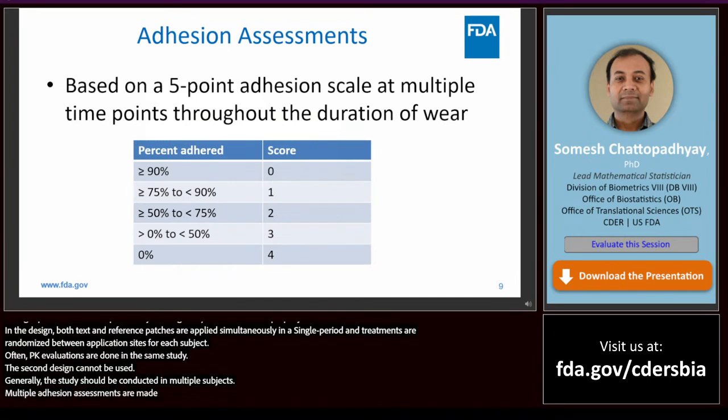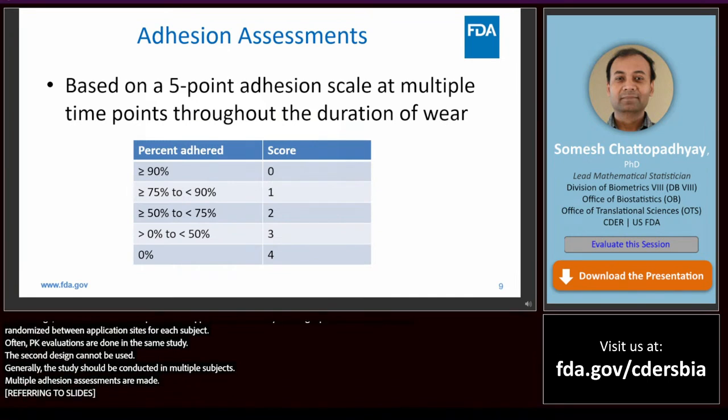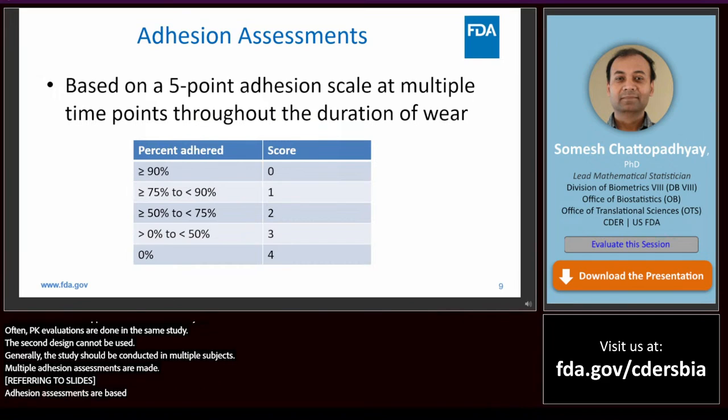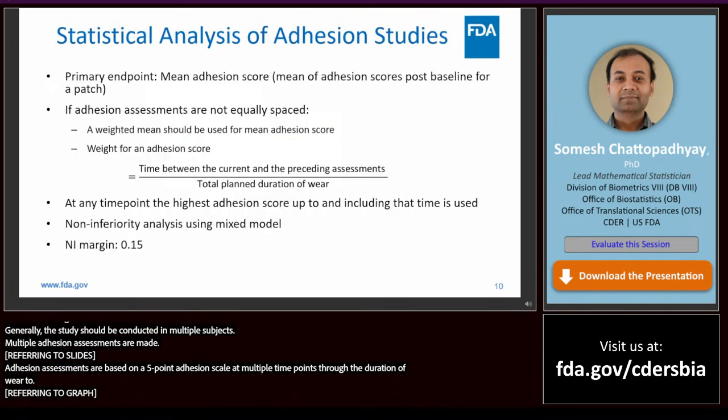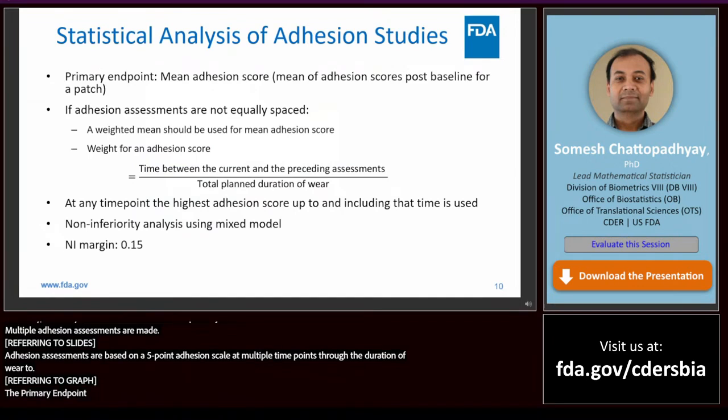Adhesion assessments are based on a 5-point adhesion scale, 0 to 4, which is given in this table, where 0 indicates at least 90% adhered and 4 indicates complete detachment. Note that the percent adhered is not equally spaced between the boundaries of the numeric scores. The primary endpoint in the adhesion analysis is the mean adhesion score, which is defined for each patch as the mean of all adhesion scores post-baseline.